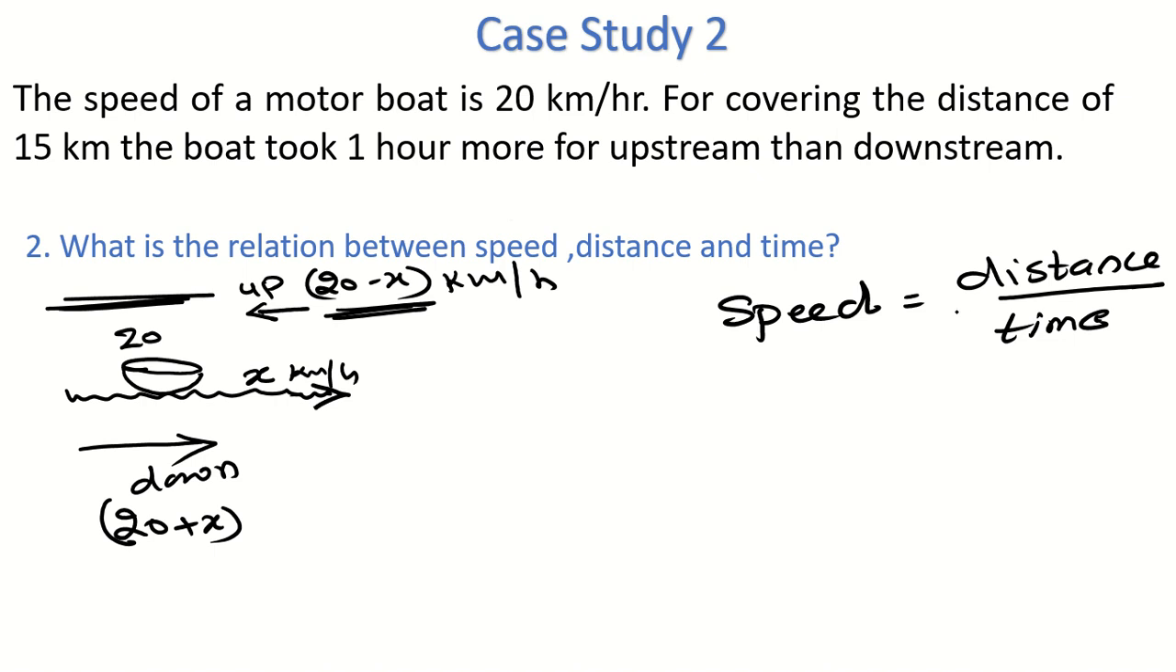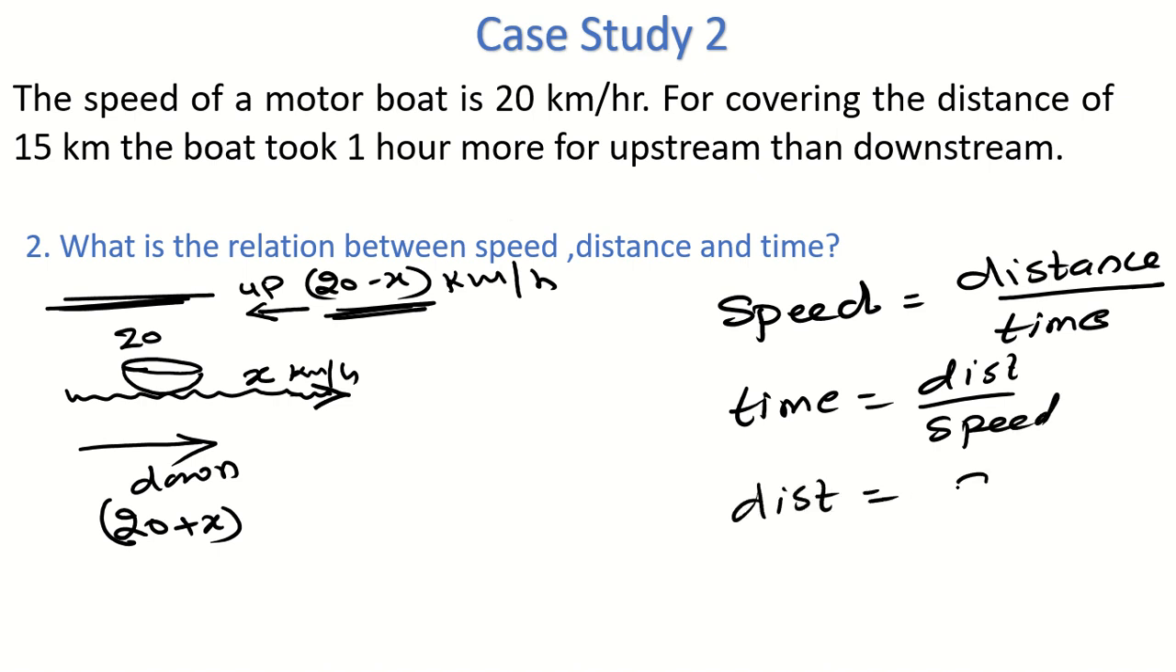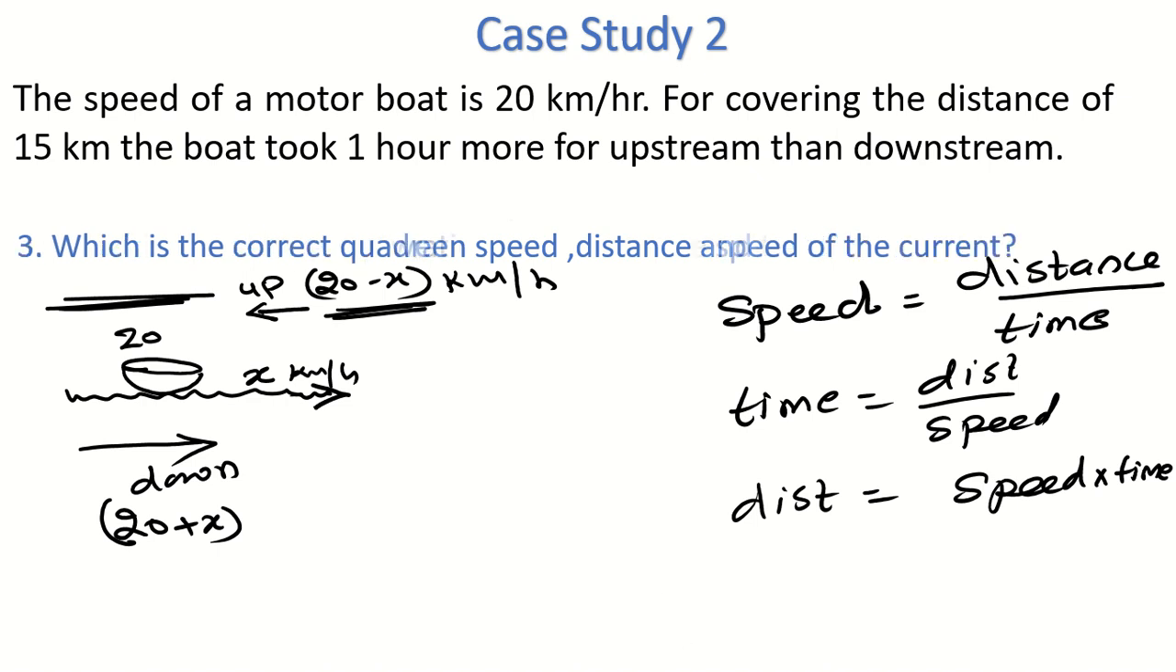Now, from this you can do the cross multiplication and you can find the options given. Like you can have time is equal to distance upon speed, or distance is equal to speed into time. These are the other formulas you can have in the options. Okay. Now, let's talk about the next part.